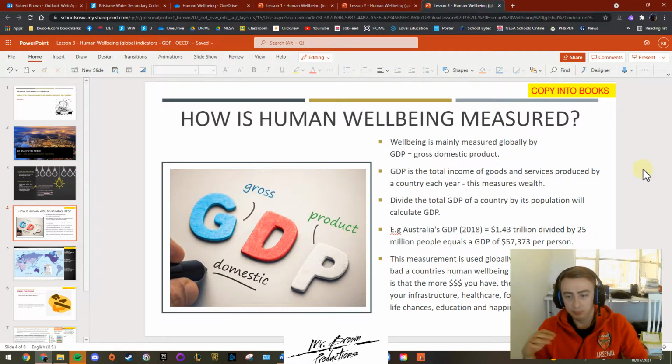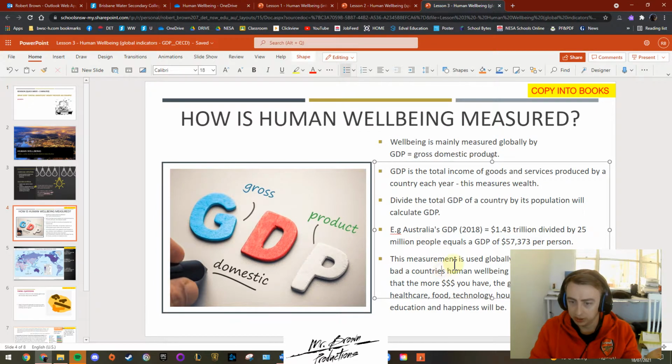Now, because this measurement is used globally, and this is our last dot point here, the idea is that the more total GDP your country has, the better off your people will be. The better healthcare services they'll be able to afford, the better the food, the better the house, technology, anything that requires money. The more money you have, the more you're able to get the latest or the best version. If we look at a car, for example, if we have $100,000 to spend on a car, we're obviously going to get a much better quality car than if we had to spend $20,000.